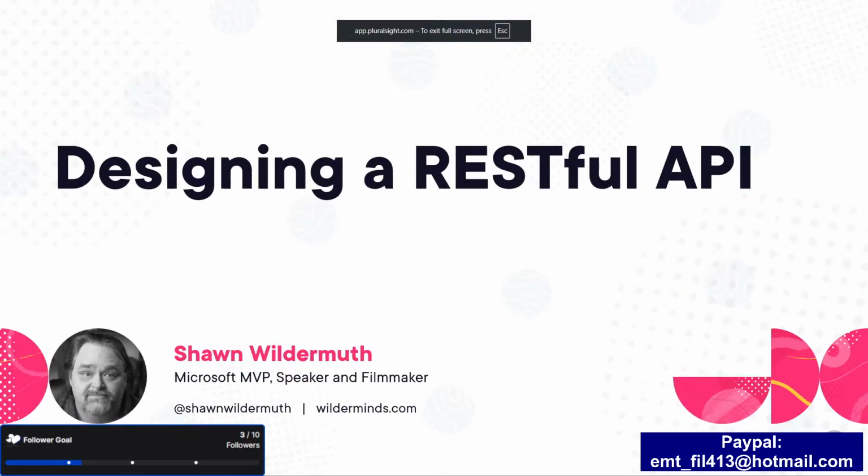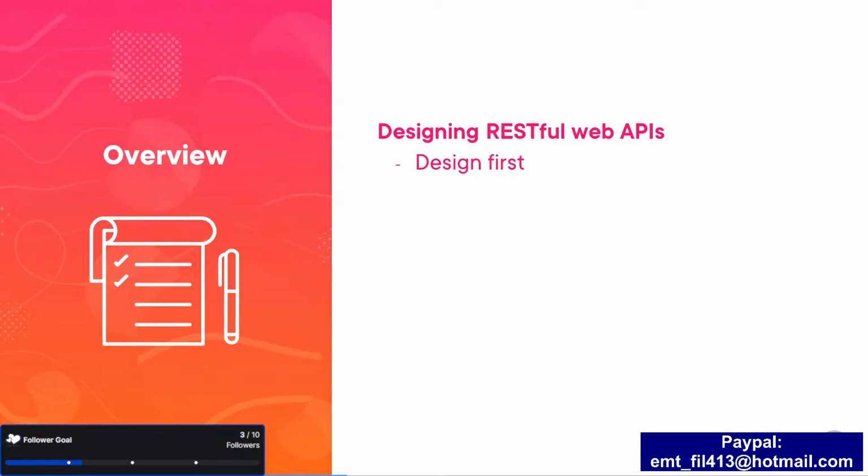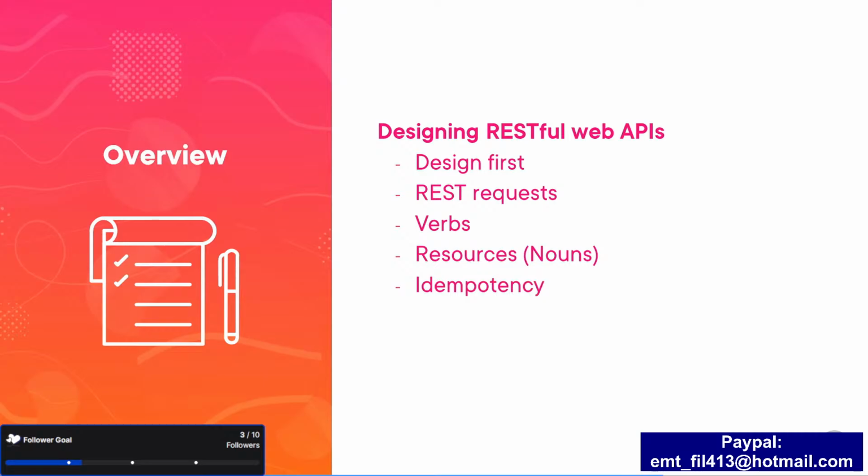Welcome to the second module, Designing a RESTful API. Now that you've learned some of the basics of how RESTful APIs work, let's go ahead and create one of our own. In this module, we're going to start by designing an API first. This means designing the requests, the verbs that are part of the request, the nouns that are part of the request, also known as resources, the idea of idempotency, then we'll design the results, and we'll format the results. Let's get started.